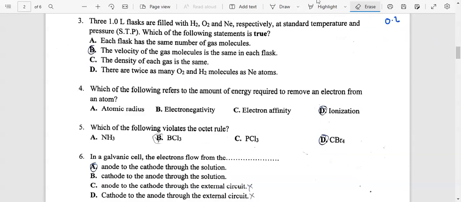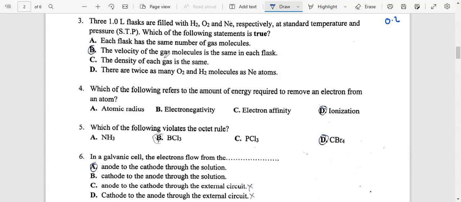Question number 3. Three 1 liter flasks are filled with hydrogen, oxygen, and neon, respectively, at standard temperature and pressure. Which of the following statements is true? Each flask has the same number of gas molecules. The velocity of the gas molecules is the same in each flask. The density of each gas is the same. There are twice as many oxygen and hydrogen molecules as neon atoms.